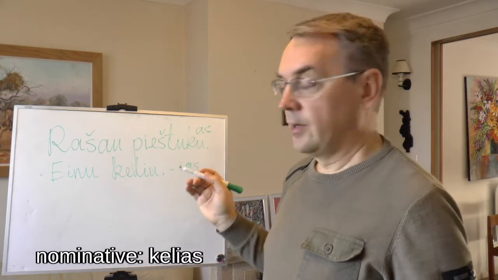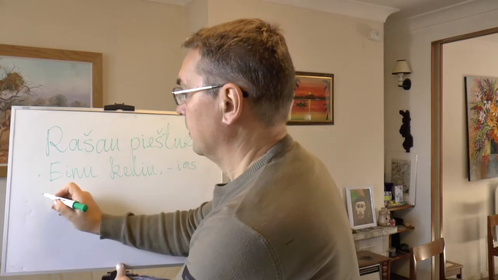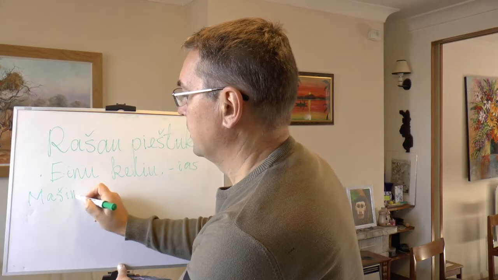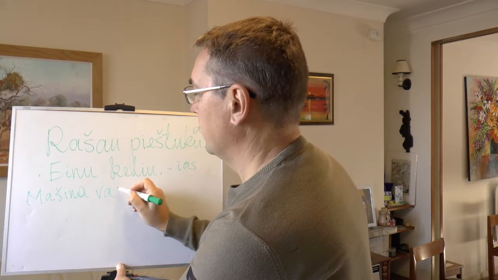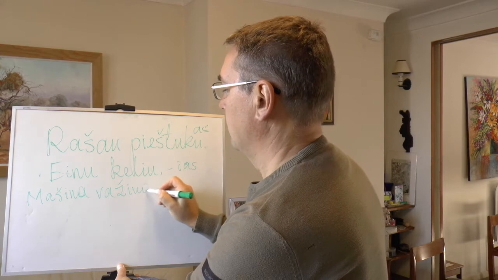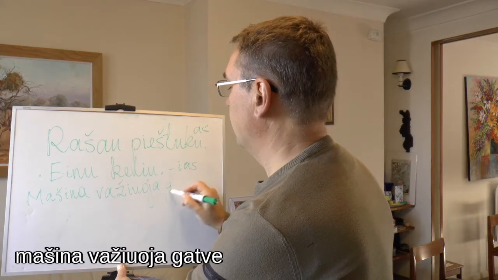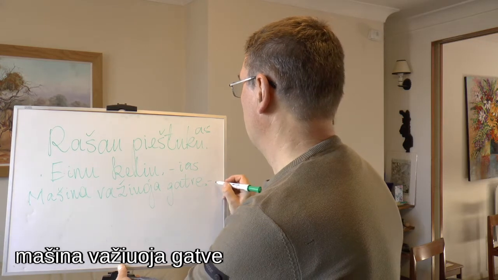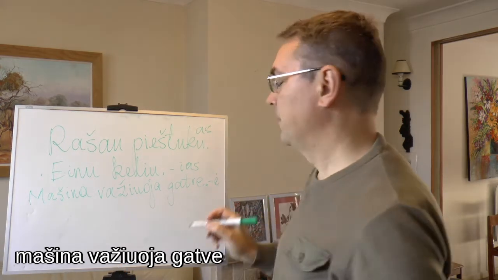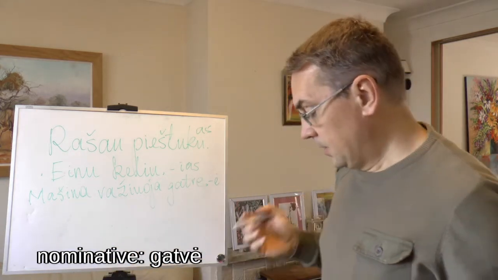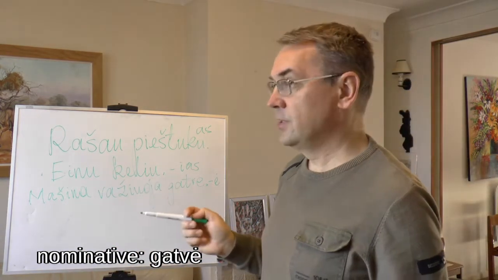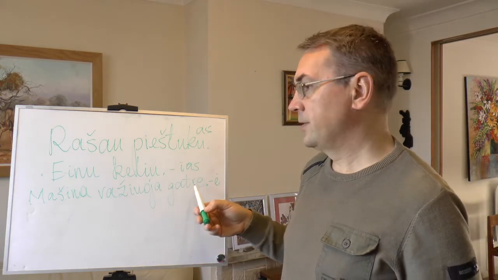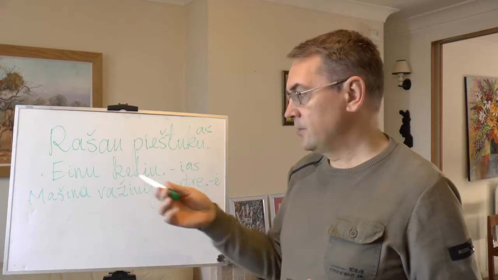Mašina važiuoja gatve. Nominative case gatvė, instrumental gatve. It means the car is using a street. The car is going on a street. It means the car is using the street.